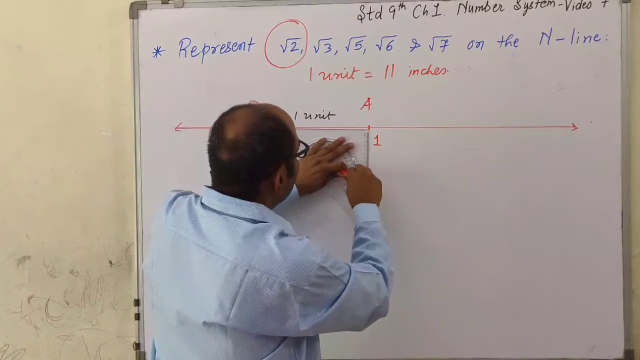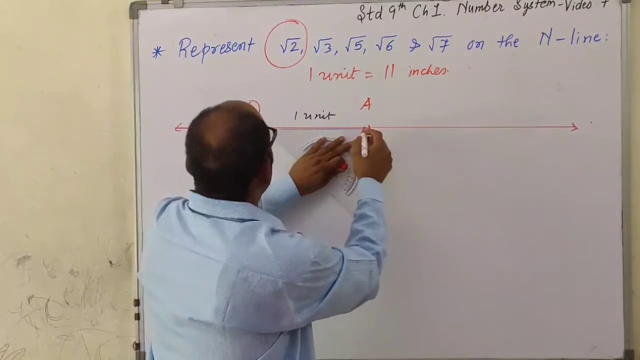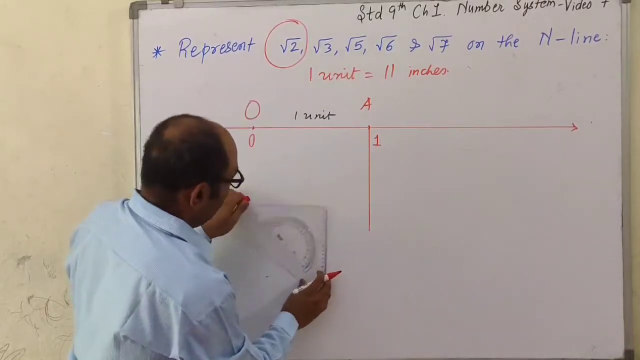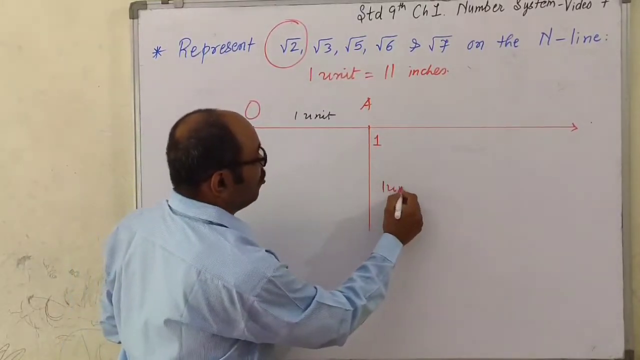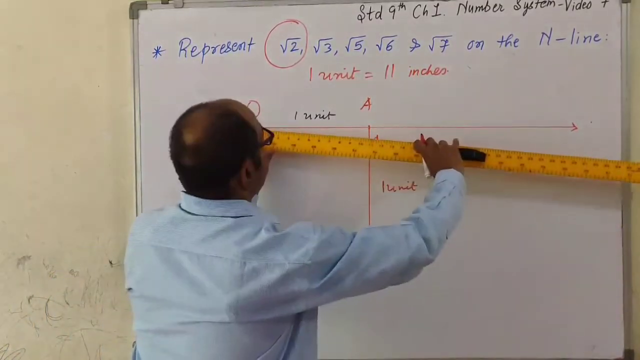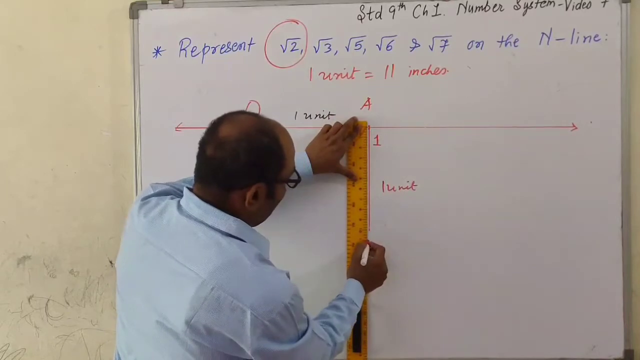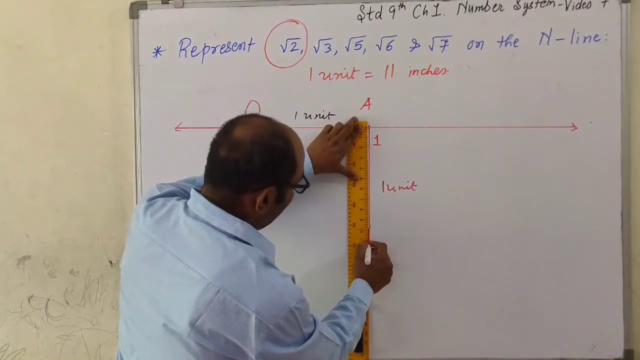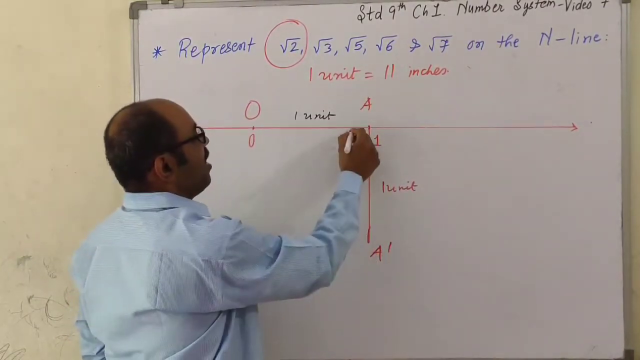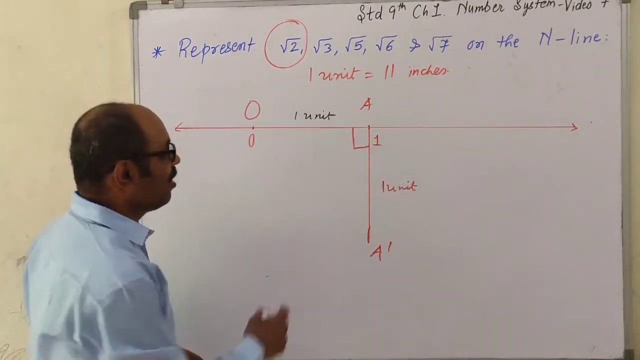I'll draw this, and then if I want, I can extend, because I want this to be 1 unit too. Let's check whether it is 1 unit or not. From here I had taken 1 unit, right? So here also I have to take 1 unit. No, it is a little short. So now this is 1 unit. All right? This point, above A, I'll call point A dash. And now this is perpendicular. Correct?